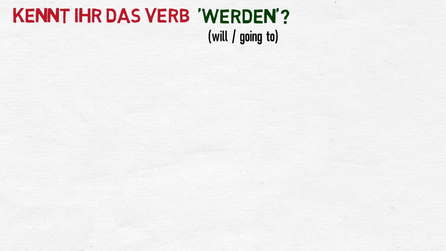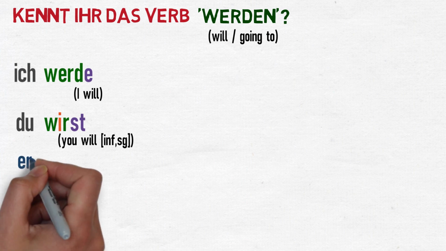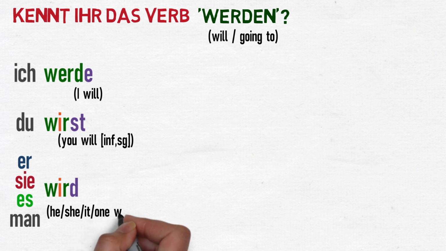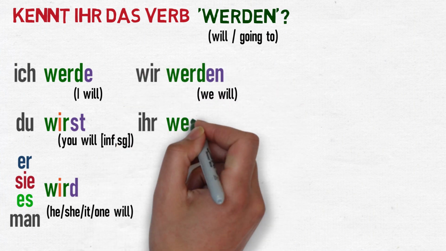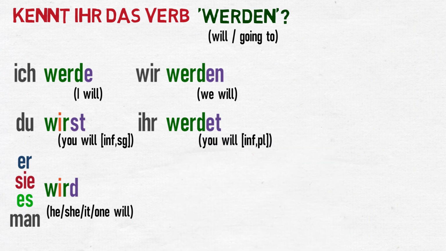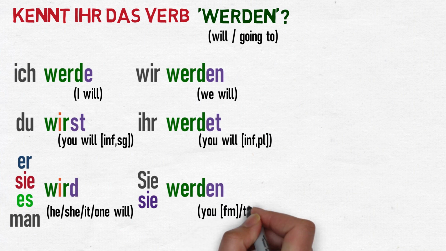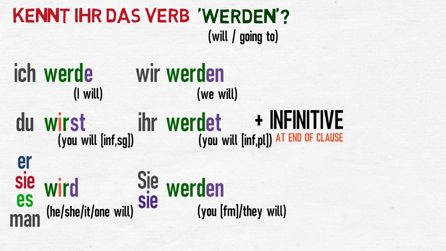The forms are ich werde, I will, du wirst, you will in an informal singular sense, sie, es, man wird, he, she, it, or one will. Wir werden, we will. Ihr werdet, you will in an informal plural sense. And sie, Sie werden. You will in a formal sense, or they will. It's also important to remember that the future tense will need to have an infinitive at the end of the clause. We'll come back to that later.